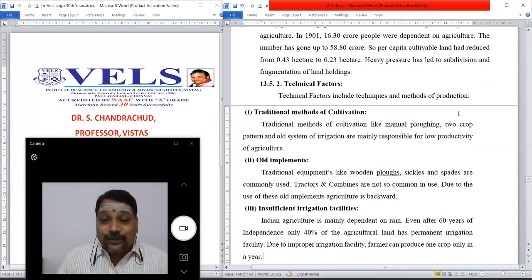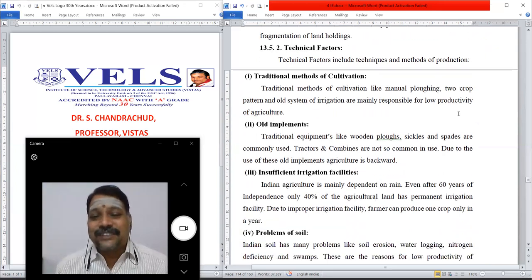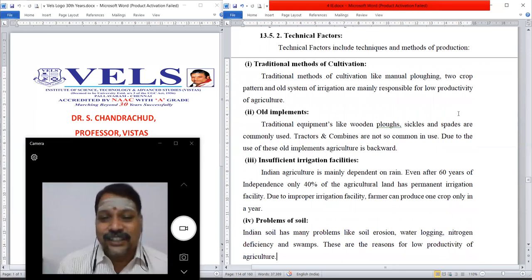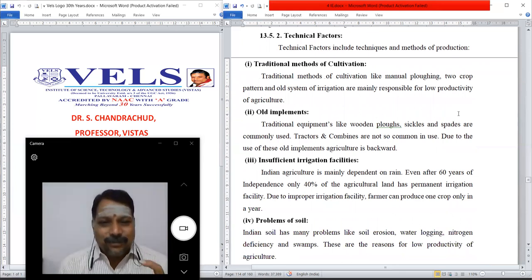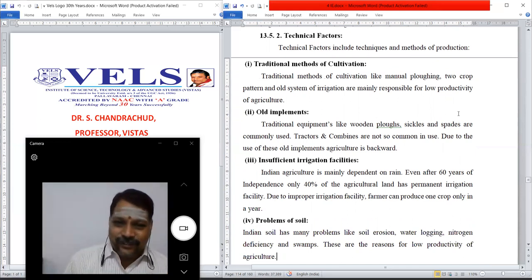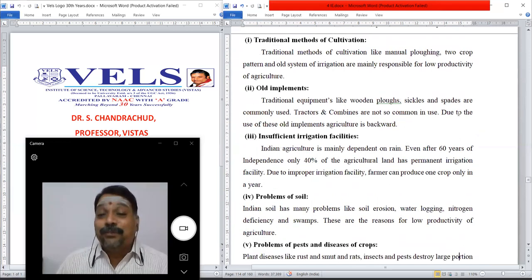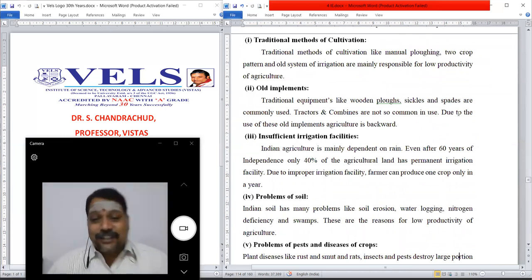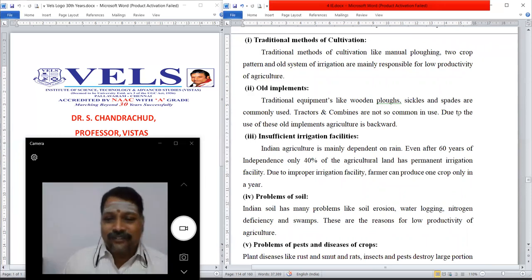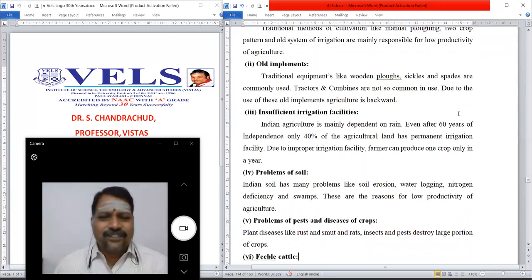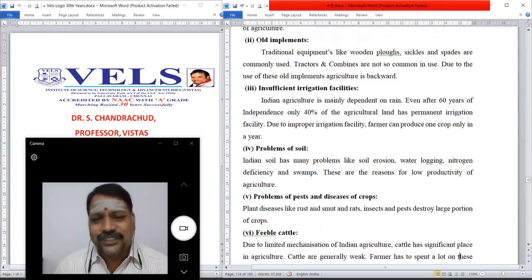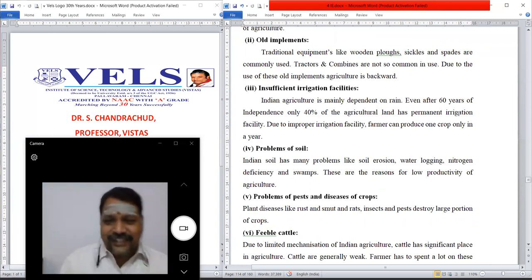The third one is that we should give provision for increasing the irrigation facilities, because the farmers are suffering with insufficient irrigation facility. Technically speaking, this is the main problem for them, but they don't know this is the problem. They are waiting for the monsoon. Instead of depending on the monsoon, we can create our own irrigation facility, and we should improve the fertility of the soil. Instead of using chemicals, it is better to use organic farming. Indian soil has many problems like soil erosion, waterlogging, nitrogen deficiency, and so on. These are the technical reasons for low productivity.